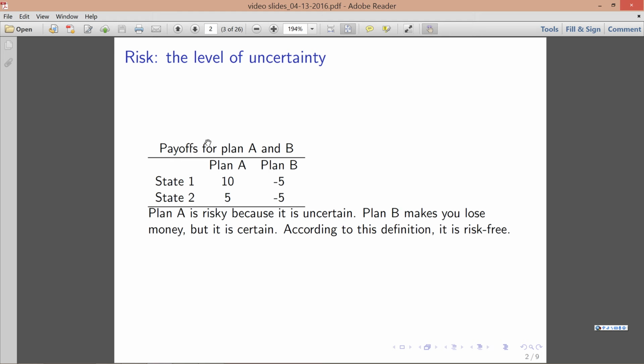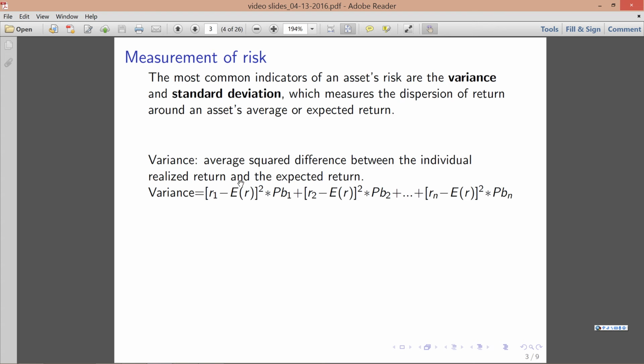So suppose there are two plans, plan A and plan B. For plan A, in state 1 you get $10, in state 2 you have $5. And for plan B, either way you lose $5. Now, according to the definition of risk, we would say that plan A is risky, but plan B is risk-free. This might sound counterintuitive, but for plan B, you always know what's going to happen, so there's no uncertainty going on. It's risk-free.